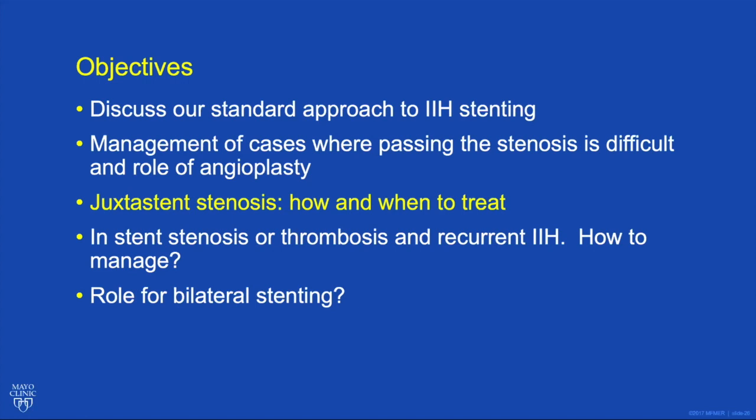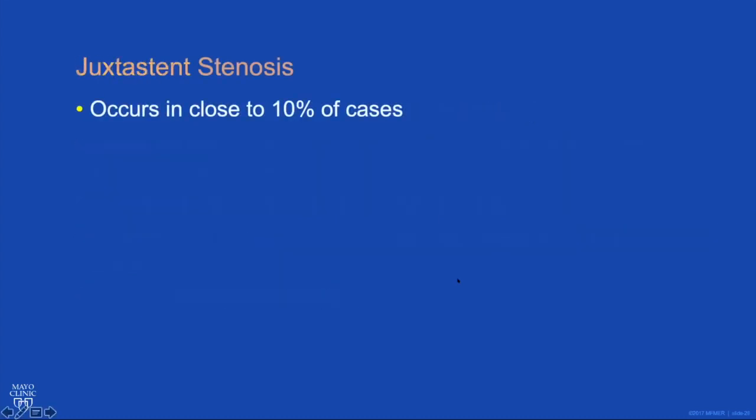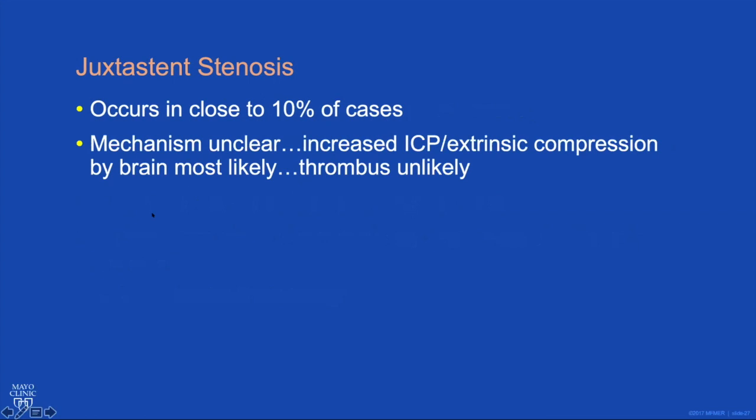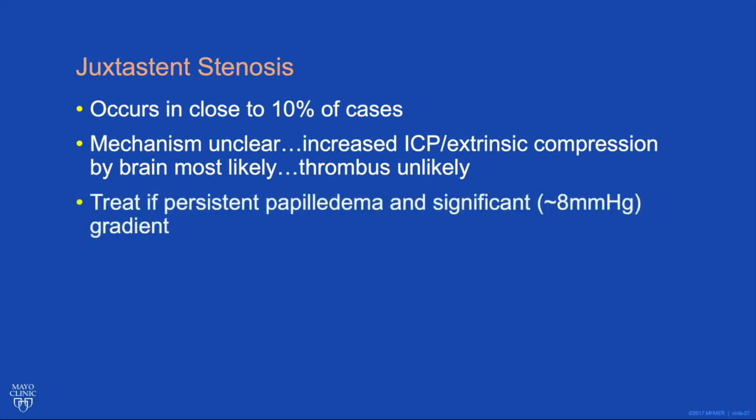All right, so now we'll talk about juxta-stent stenosis, how and when to treat. With our standard setup, it occurred in a little less than 10% of cases. We were typically using an 8mm carotid Wallstent in the vast majority of cases. The mechanism is unclear. We think it's usually due to some persistent increase in ICP, so you get extrinsic compression by the brain in the area just next to the stent. We think thrombus is a very unlikely cause because we don't see it on our postoperative CT venograms. We typically treat these patients if there's persistent papilledema and a significant gradient across that stenosis.